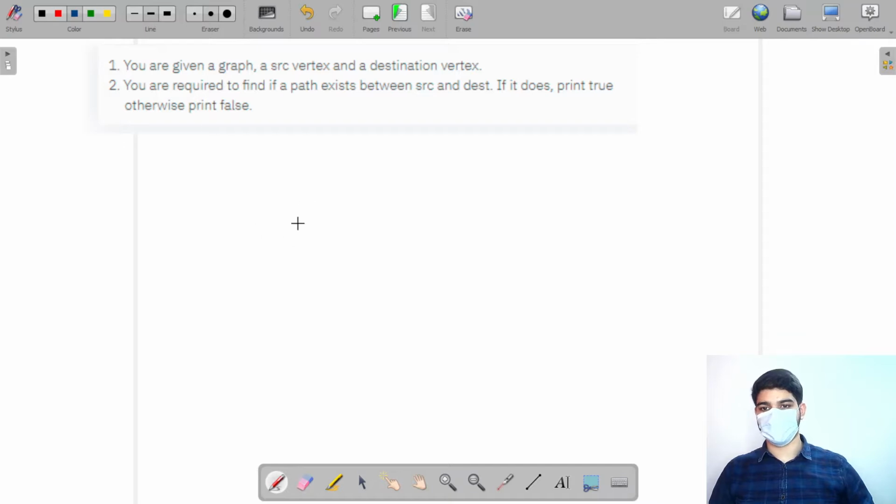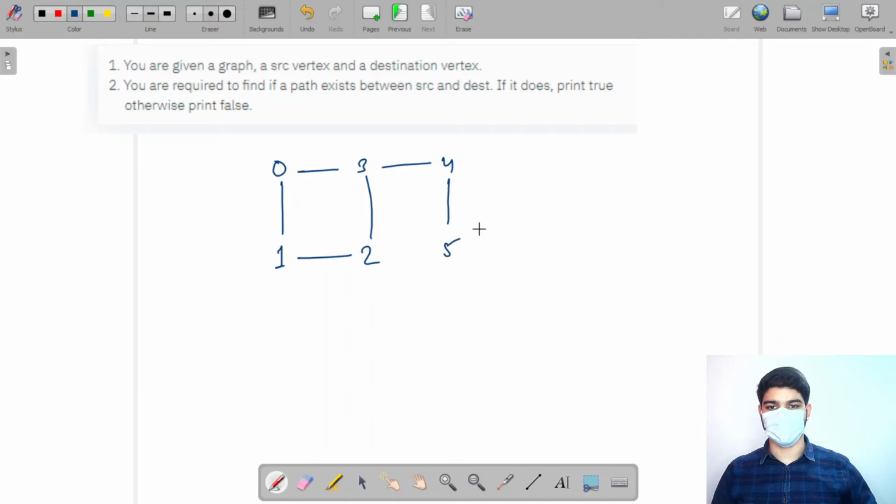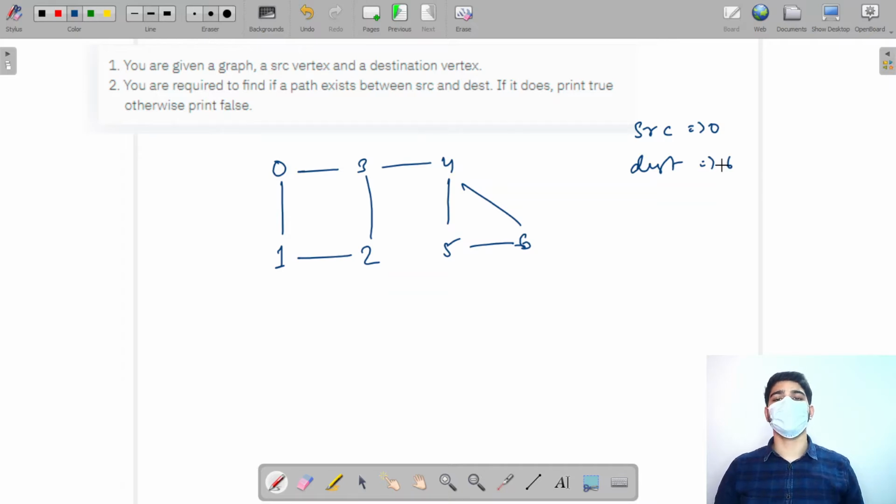It means that, okay, let's first draw a graph to understand what it means. So let's suppose for input, we have a graph which is similar to what we saw in introduction to graphs, right? So just a basic graph over here goes to 4, goes to 5, and goes to 6, right? Let's suppose the input with this graph is a source which is 0 and a destination which is 6, right? So the question says that we have to determine whether there is a path that exists from 0 to 6.